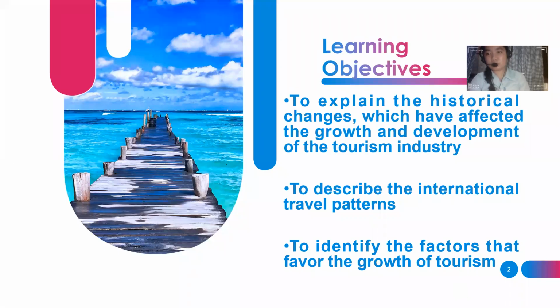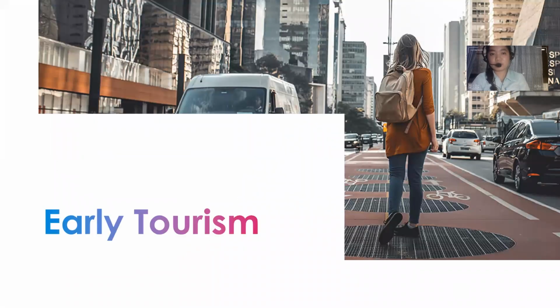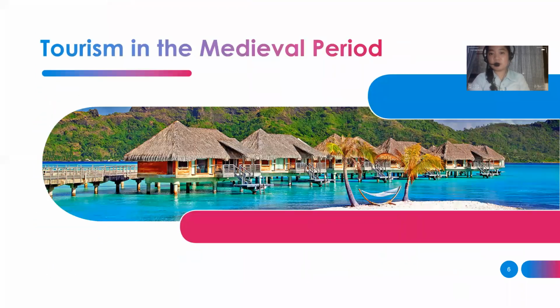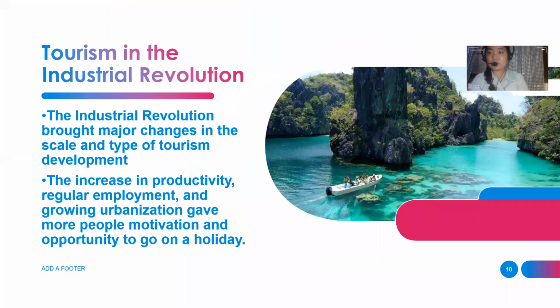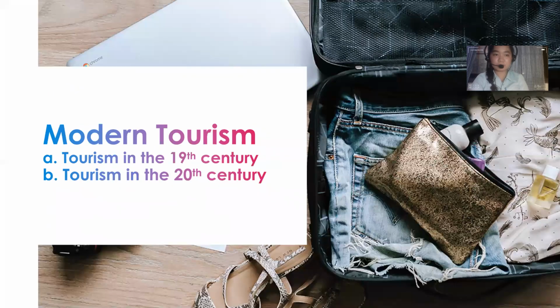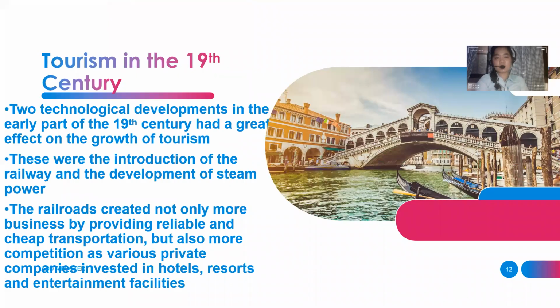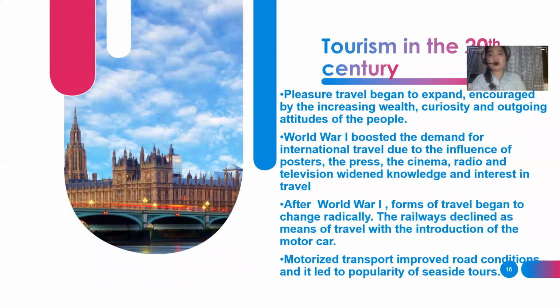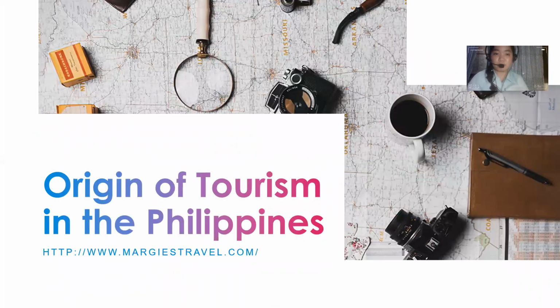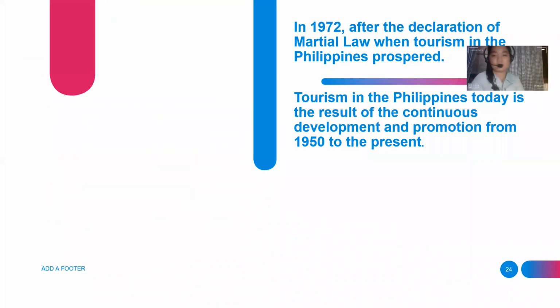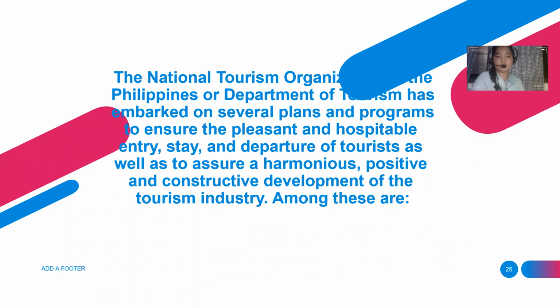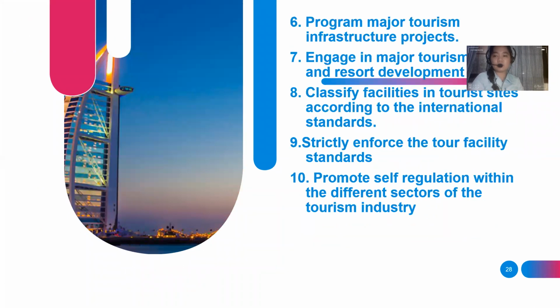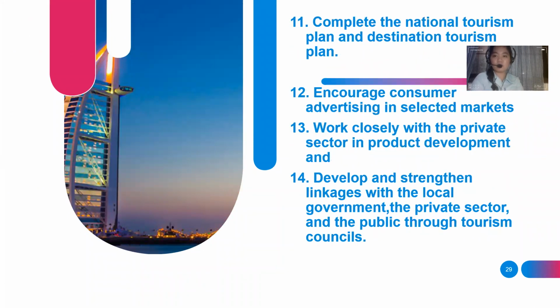Okay, so just a recap. We did discuss the history of tourism. So we already discussed early tourism, tourism in the medieval period, tourism in the Renaissance and Elizabethan era, tourism in the Industrial Revolution, modern tourism, which includes tourism in the 19th century and the 20th century. We've also discussed the origin of tourism in the Philippines, and of course the development plans, or let's say the goals of DOT. So we also had a discussion on the following goals and objectives.